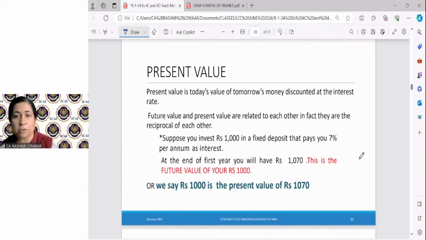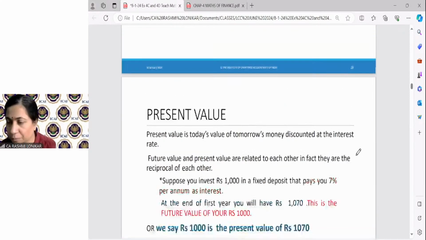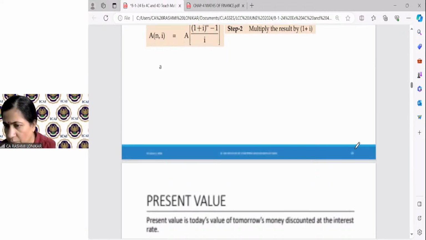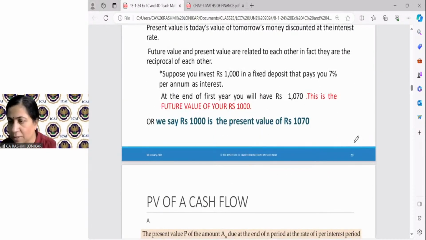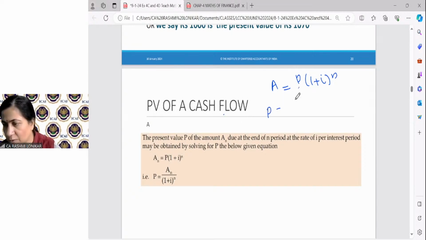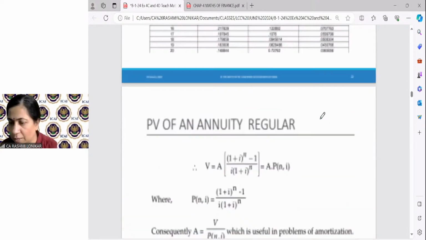Then we talked about the present value. In present value, for the normal cash flow, like we had the formula for compound interest, A is equal to P into 1 plus I raised to N. So PV of a cash flow is simply this: P is equal to A upon 1 plus I raised to N. As we do the sums, you will understand it better.